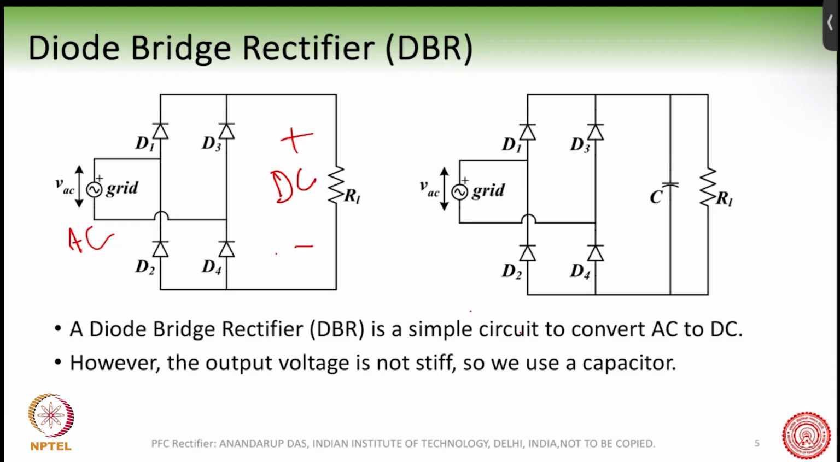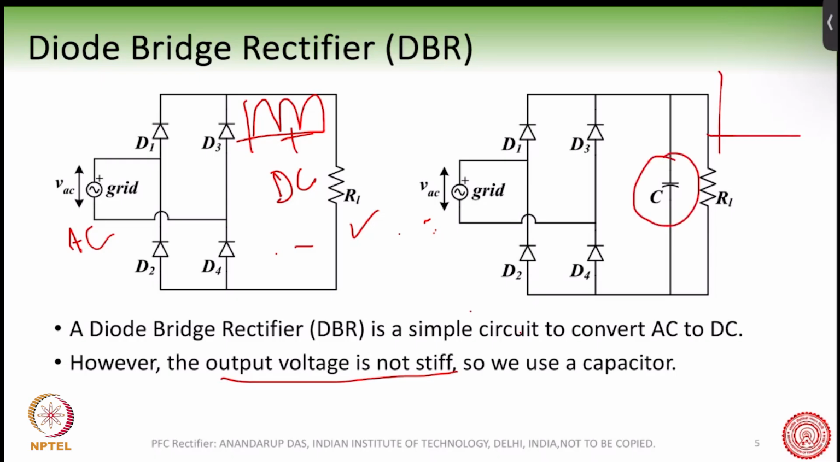The first circuit here is good. Just to recap, we have already done this. The DBR is a simple circuit, but the problem is that the output here is oscillating, so the output voltage is not stiff. To make the output voltage stiff, something like this, we use a capacitor here. We have covered this previously.